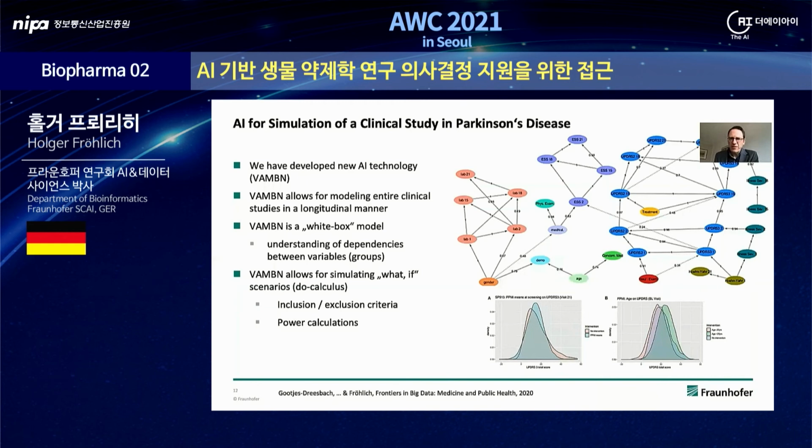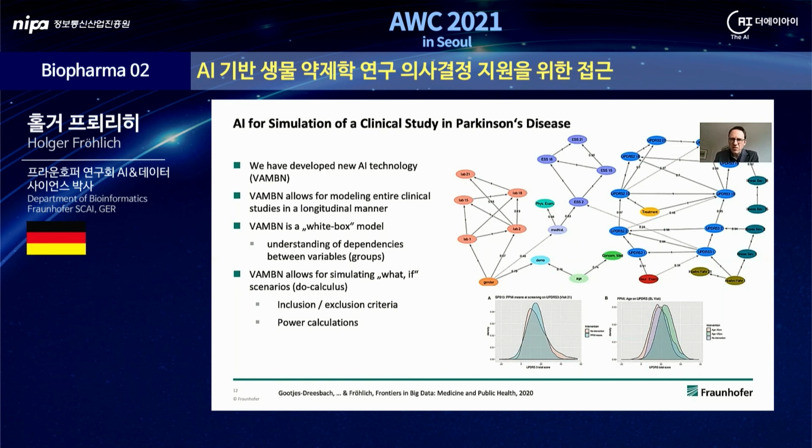Let me illustrate the concept on the previous slide with an example. In our work, we have developed an AI technology, which we call WAMBEN. This method allows for modeling entire clinical studies in a longitudinal manner. WAMBEN is a white box model. It can be visualized as a network, as shown in the top right.